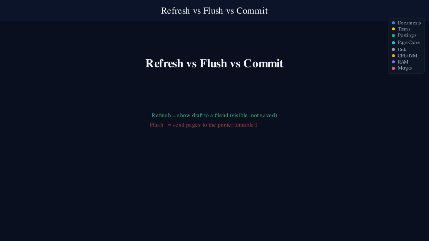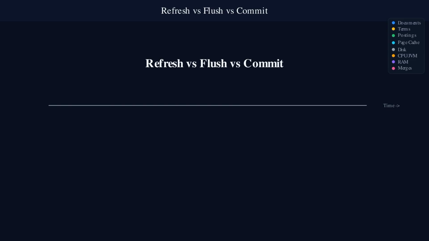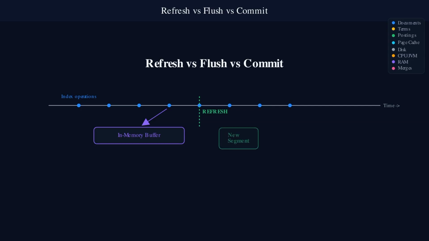This is the most commonly confused topic in Elasticsearch. There are 3 operations that sound similar but do very different things: refresh, flush, and commit. Let us use an analogy. Imagine you are writing a book. A refresh is like showing your latest draft pages to a friend. The pages are not printed or bound yet, but your friend can read them. A flush and commit is like sending those pages to the printer and getting a receipt. Now the pages are permanently saved.